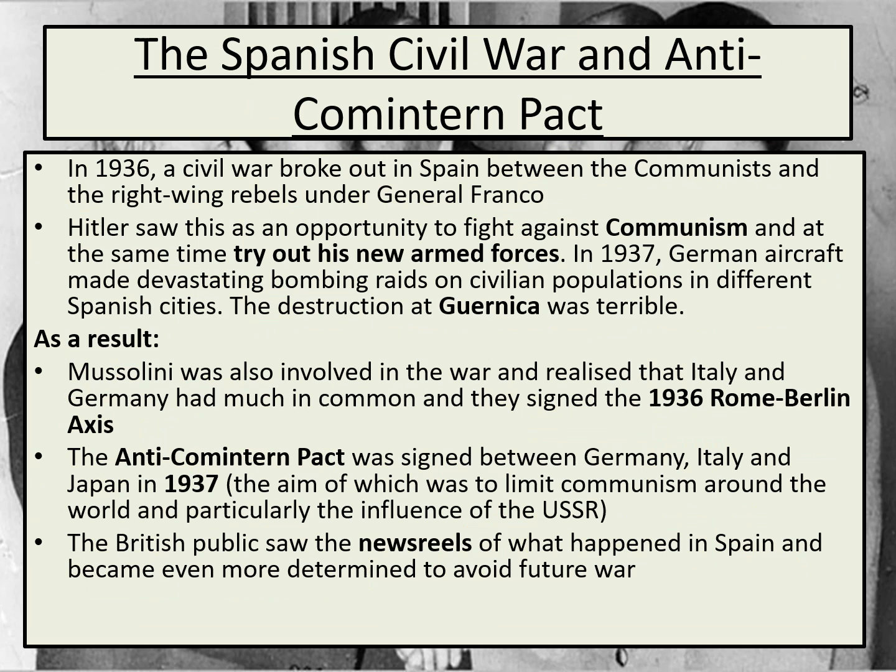We haven't seen at all so far how Hitler was beginning to destroy communism. And he doesn't really do very much until 1936, 1937. In 1936, a civil war had broken out in Spain. Now, this was between the communists, who of course Hitler hated, and right-wing rebels under General Franco.